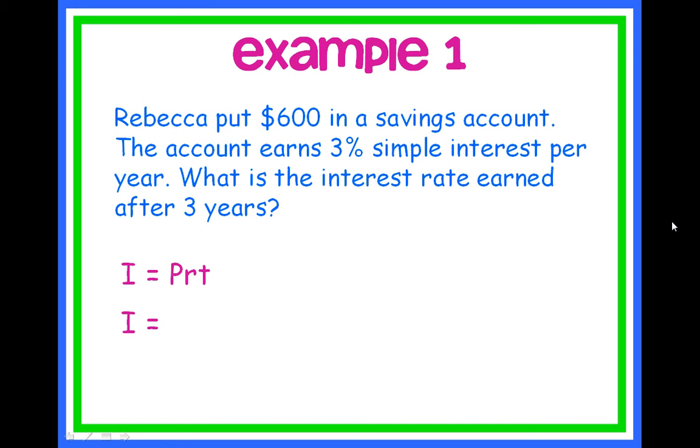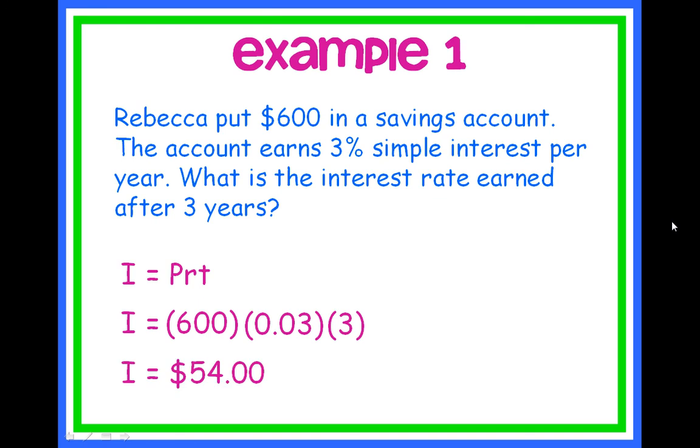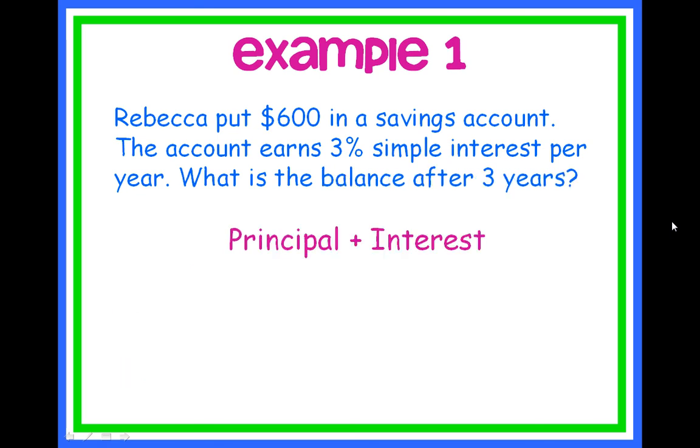Our P, our principal, is what we started out with, and Rebecca put $600 in her savings account. The rate is 3%, and when we write that as a decimal, it's 0.03, and then our time is 3 years, so it's already in years. So we multiply by 3. So if we take our principal times our rate times our time, we would get $54. So Rebecca put $600 in her savings account, but she earned $54 in simple interest. So if we want to find what is the balance after 3 years, how much money does she have in her account? Well, now because of interest, she has $600 plus $54 in interest, so she has $654 now after 3 years.